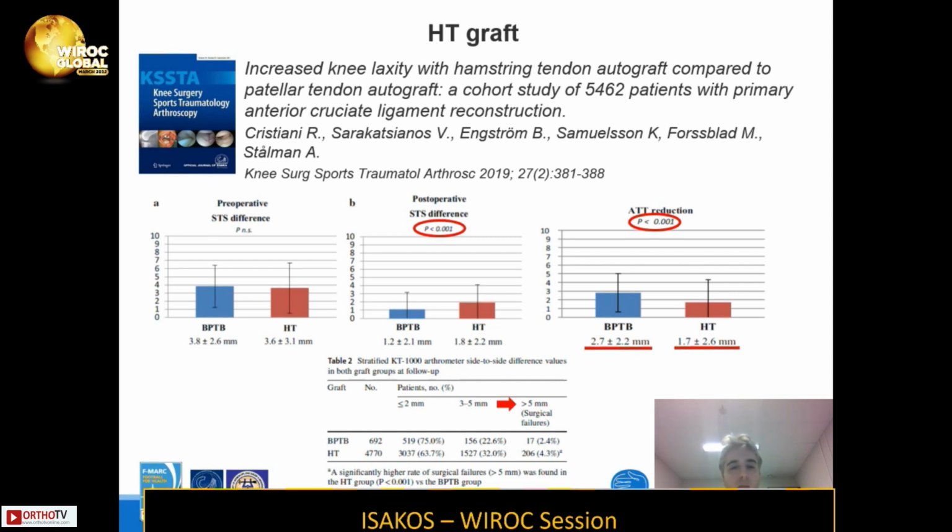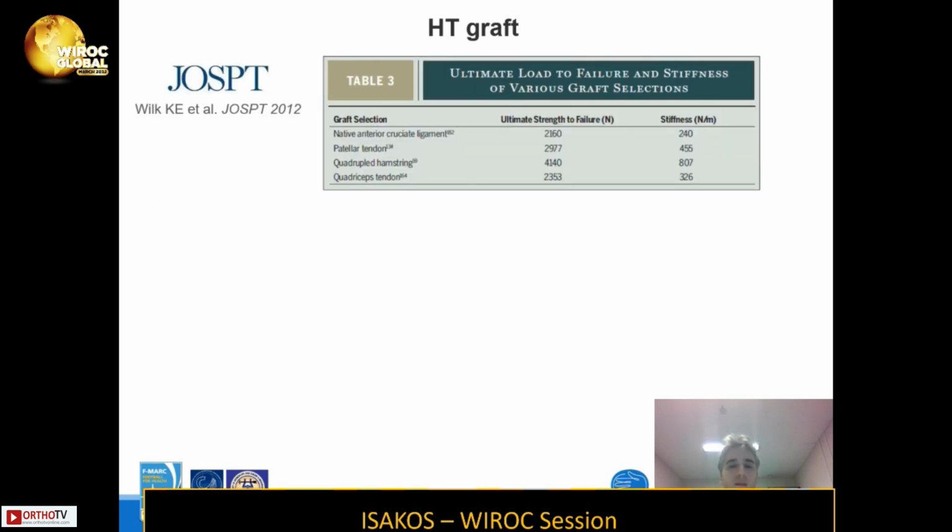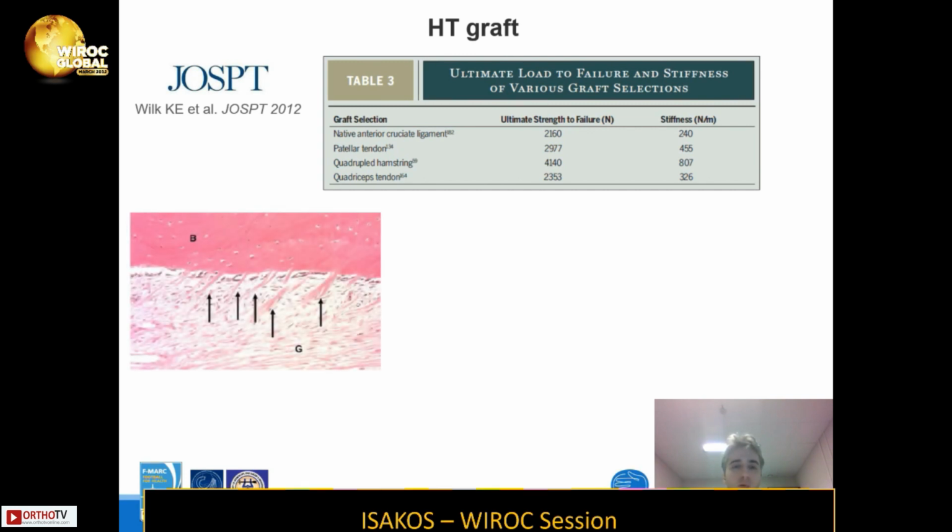failures, side-to-side more than 5 millimeters, was significantly higher in the hamstring tendon group compared with the bone patellar tendon bone group. And these differences are probably due to the differences in healing at the healing interface in the bone tunnels. So the hamstring tendon graft needs the formation of Sharpey's fibers to heal, and the Sharpey's fiber formation occurs somewhere between 8 and 30 weeks after the surgery.